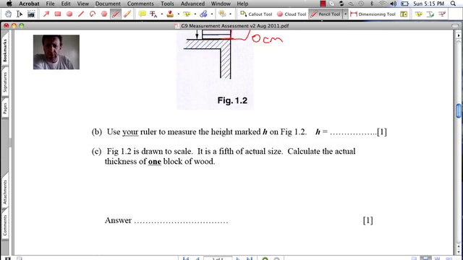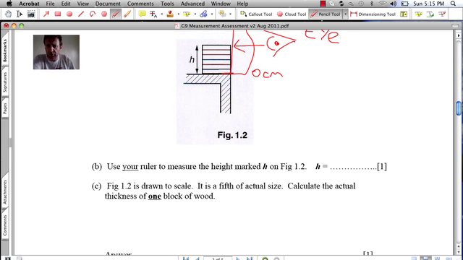Use your ruler to measure the height, h. If you'd actually measured the height of all of these blocks, you should have found it to be 14 millimetres or 1.4 cm, something like that. 1 mark. A pretty easy 1 mark, measuring something with a ruler.